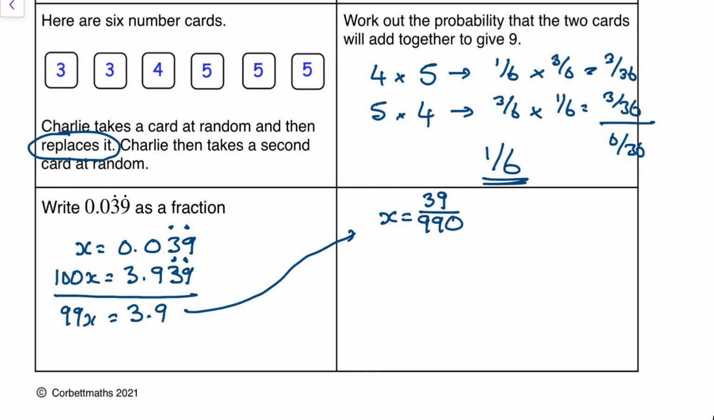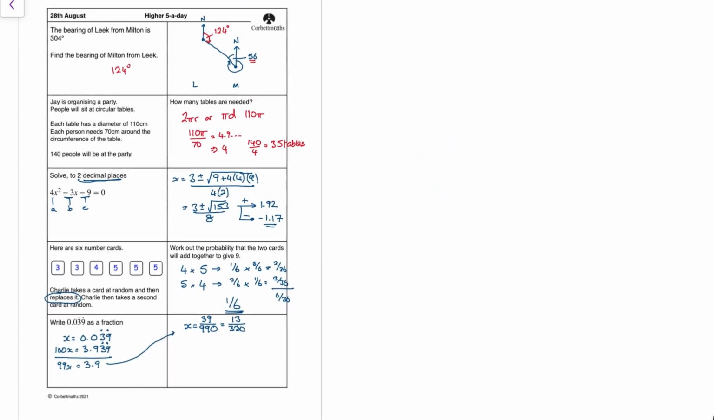And actually that's fine, because it doesn't say simplify. But I would note you can simplify this. Divide by 3, which is going to give me 13 over 330. And that is question done. In fact, that's today done. Not too bad today, especially after yesterday's awfully hard question.